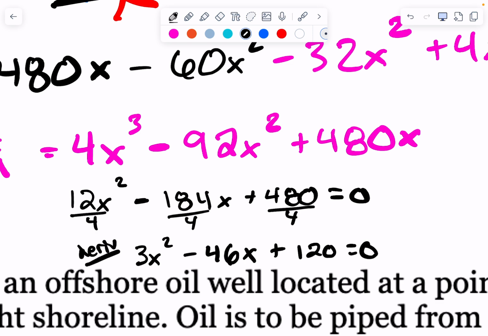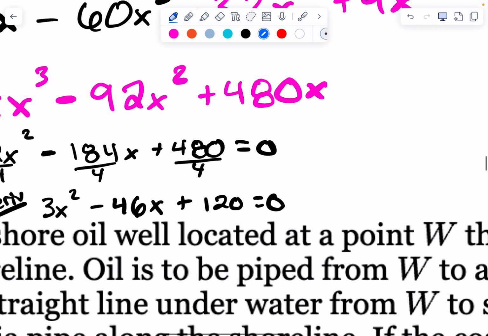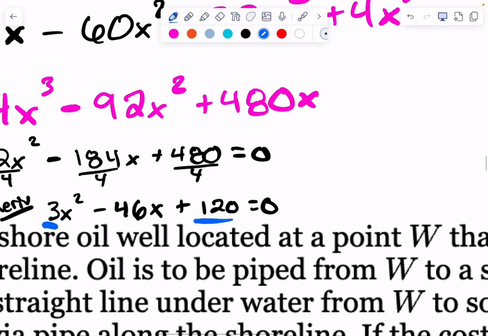And now what? Complex trinomial. 3 times 120. 360. Multiply to get 360, add to get negative 46. So we know that they have to both be negative, right? In order to be a positive 360 when you multiply, but add together to give negative.